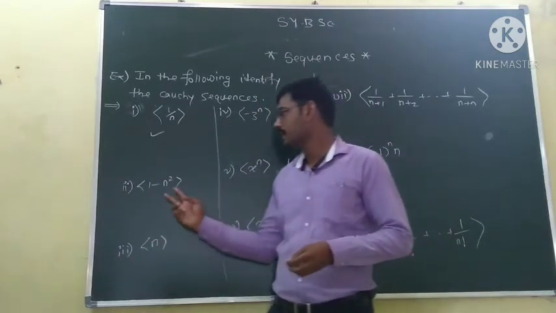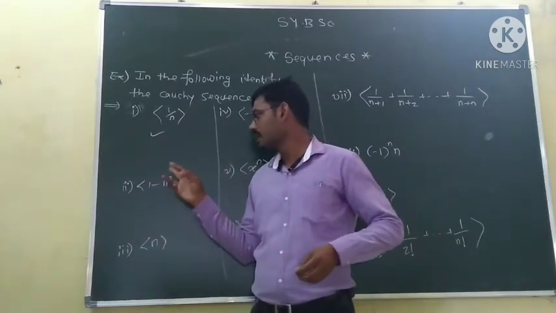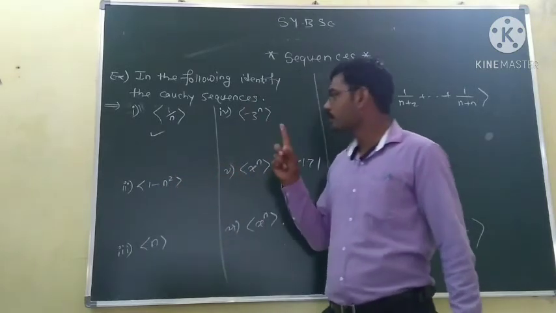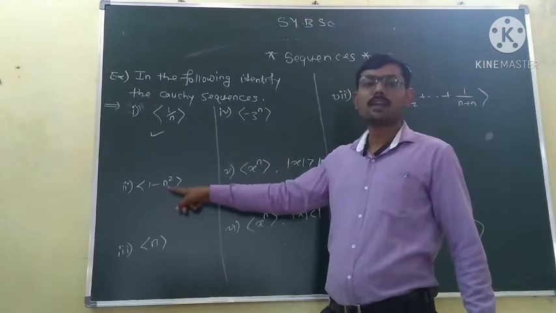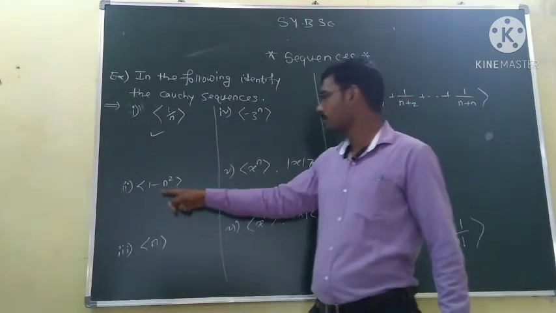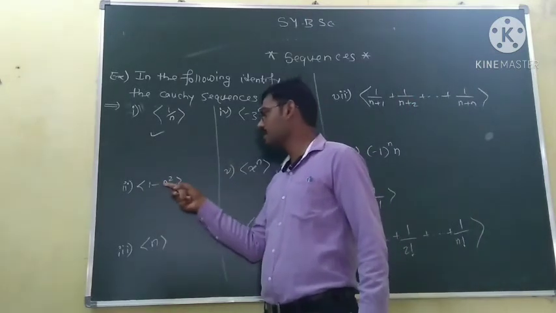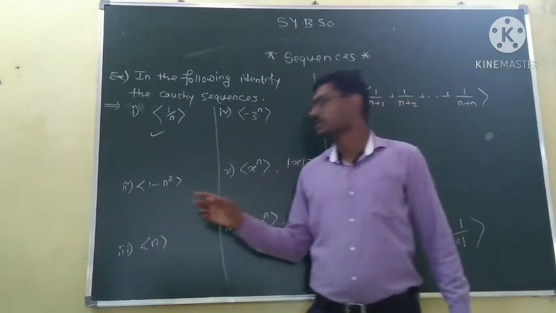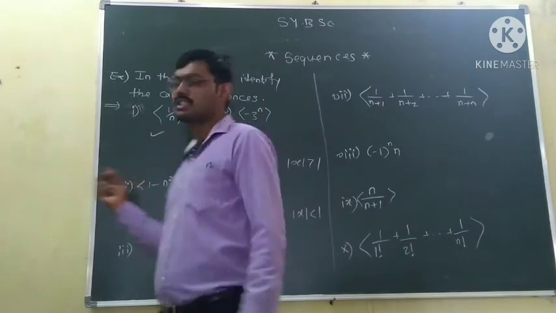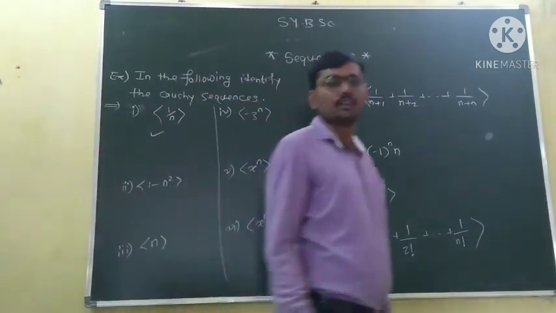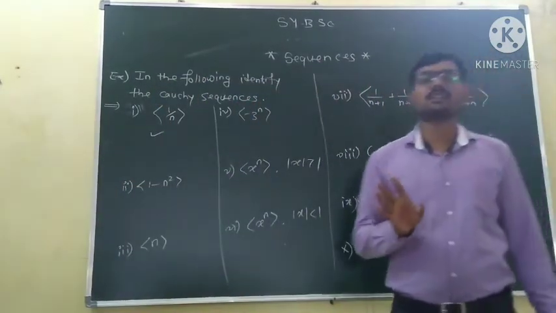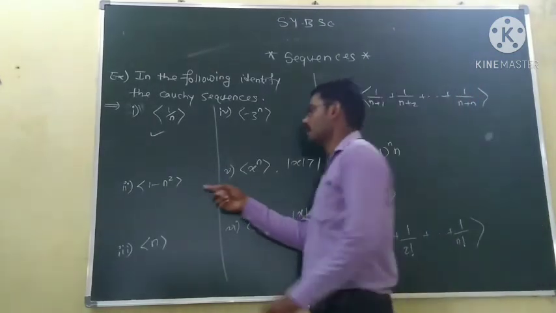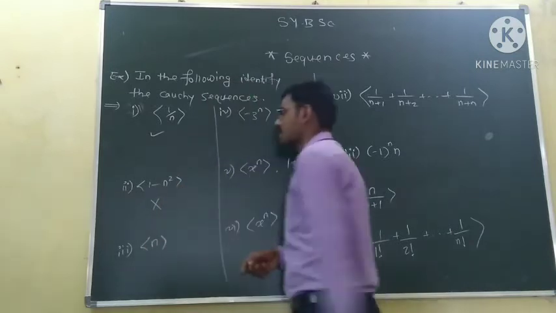Now the next example is the sequence whose nth term is 1 minus n square. We try to find the limit of the nth term. You will get infinity, because the limit is 1 minus limit of n square, and as n tends to infinity, n square goes to infinity. So the limit of the sequence does not exist, the sequence is not convergent, so it is not a Cauchy sequence.